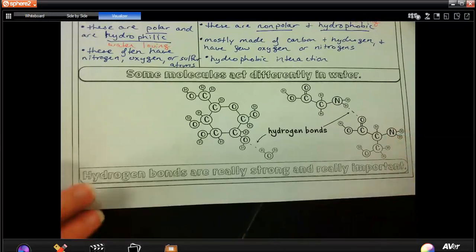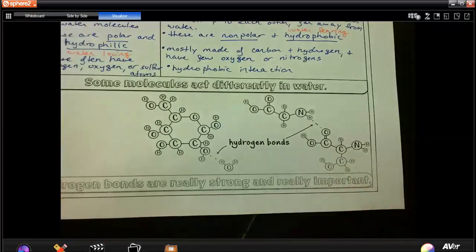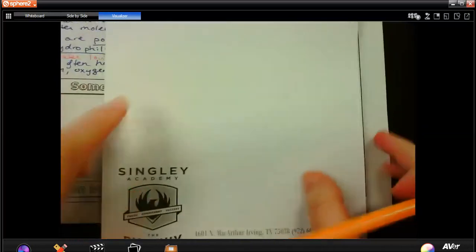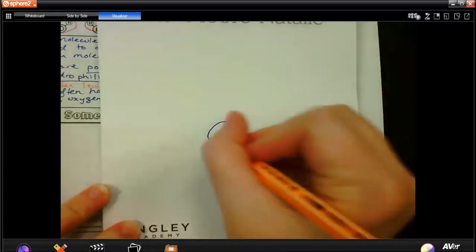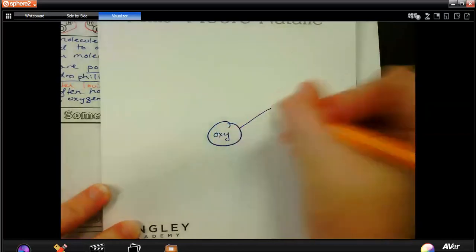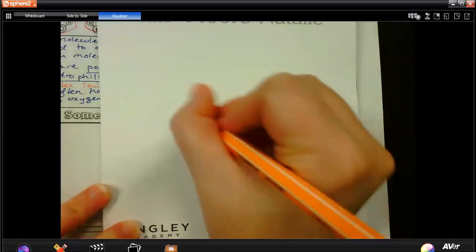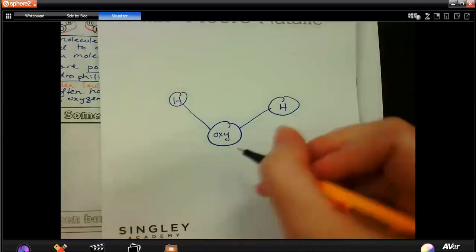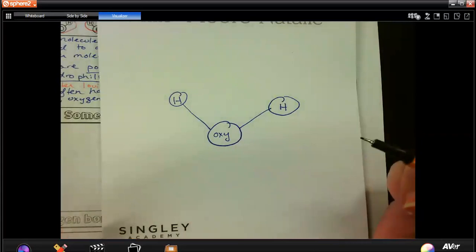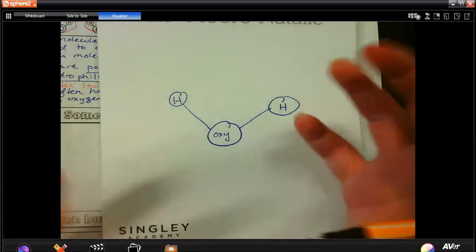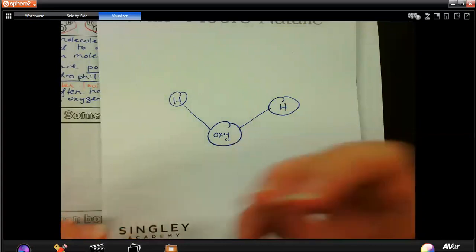Okay, hydrogen bonds. Water, specifically. Let me talk about water for a minute, even though we're not on the water unit yet. You have an oxygen, bonded to 2 hydrogens. Sorry that they're different sizes, but that doesn't matter. The oxygen is happy to be bonded to 2 hydrogens. That fills its valence electron shell, but the oxygen is more powerful than the hydrogens.